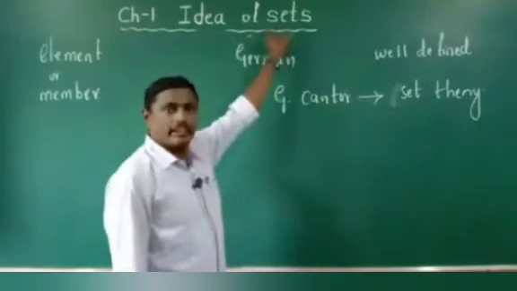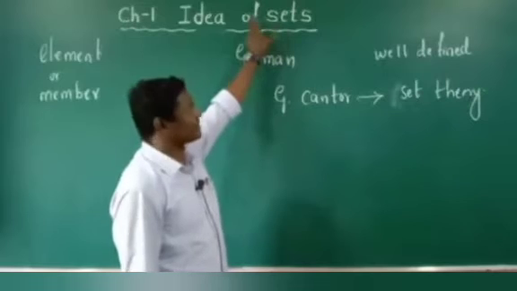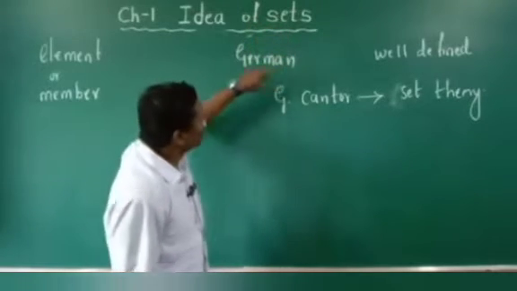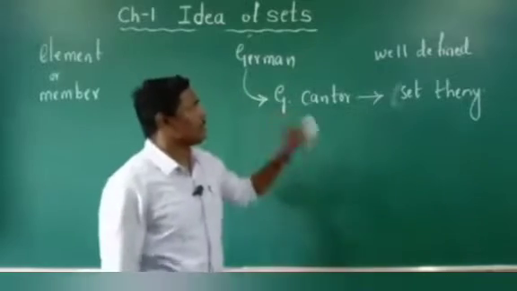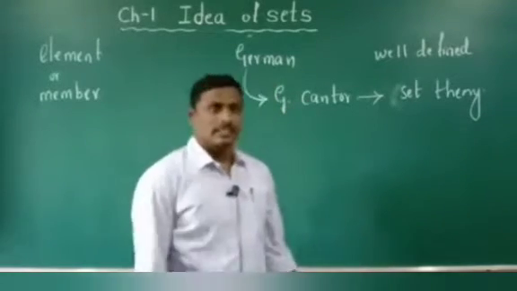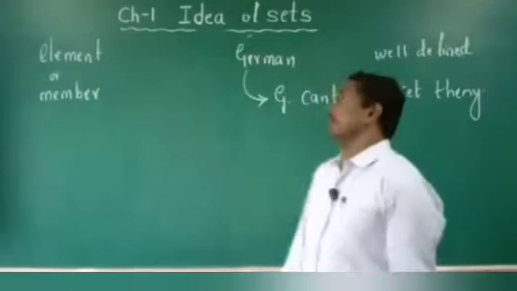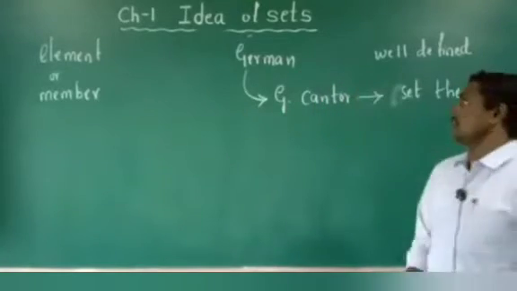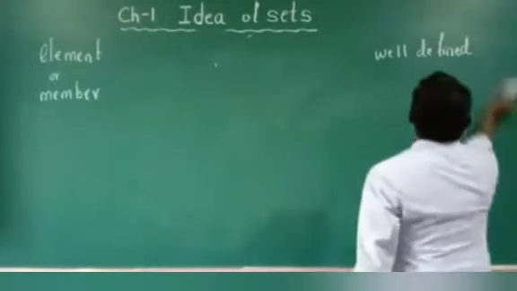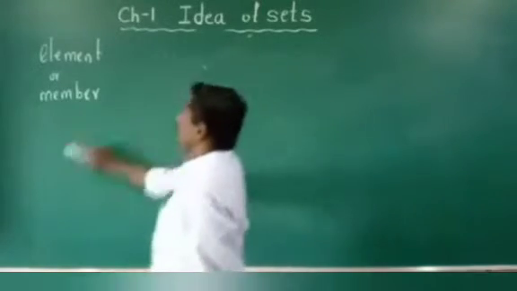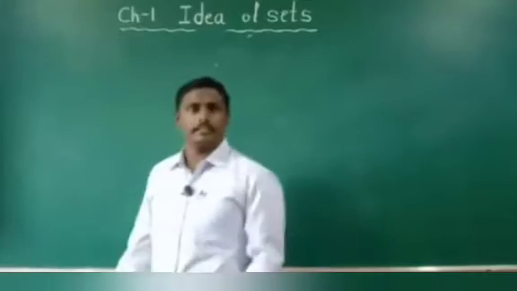What are we learning in today's class now? So sets, this concept was introduced by the German mathematician whose name is G. Cantor, or Georg Cantor. Okay. Can I take some more examples for set?